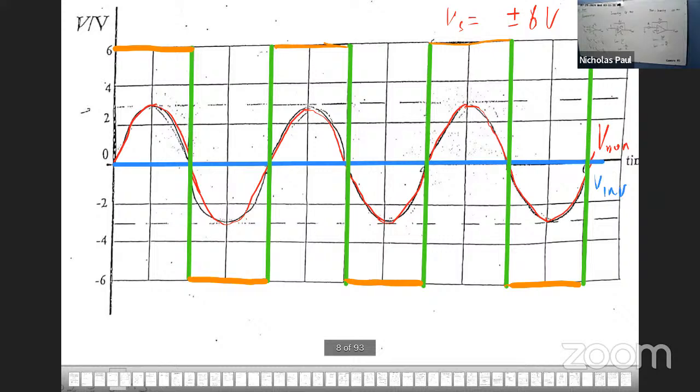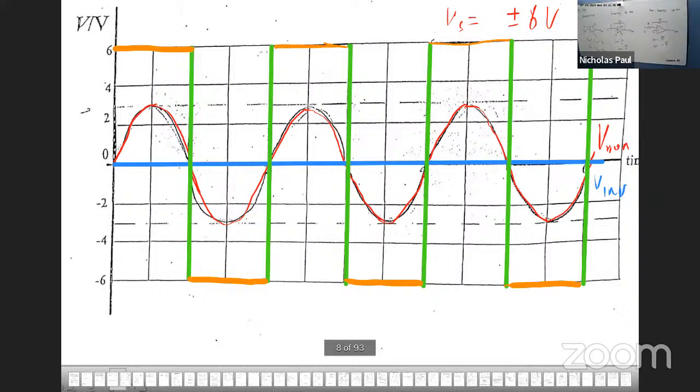Non-inverting connected to a DC supply of 2 volts, and an alternating voltage connected to the inverting terminal of amplitude 3 volts.